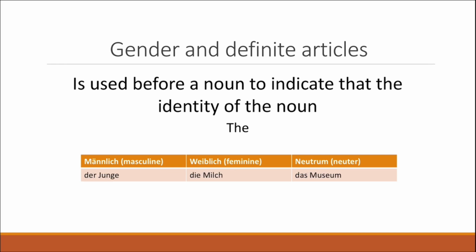Here are some examples. Der Junge, die Milch, das Museum. The word Junge, which is masculine, is automatically going to be accompanied by der, and because of that we have der Junge. If we analyze the second example, we can see that Milch is a feminine noun, and because of that it's going to be accompanied by die, which is the article we use for feminine nouns. Finally, the noun Museum is neuter, and because of that it's going to be accompanied by das, which is the definite article we use for neuter nouns.